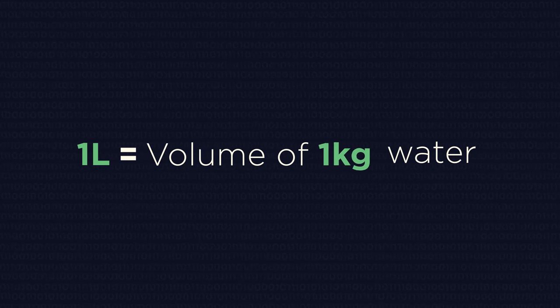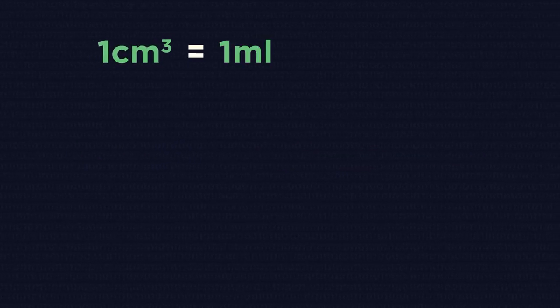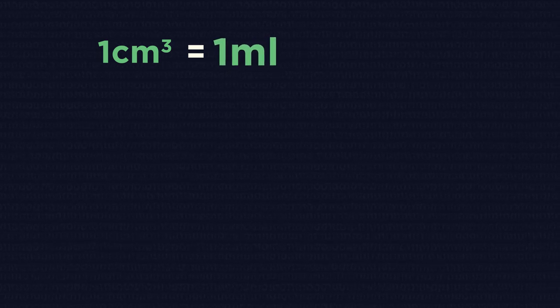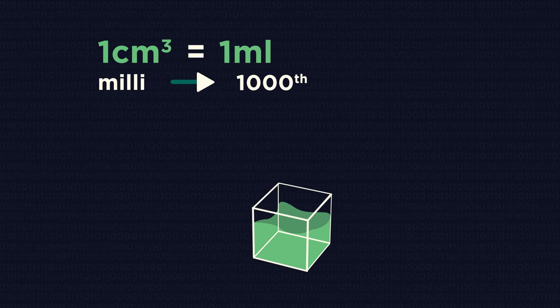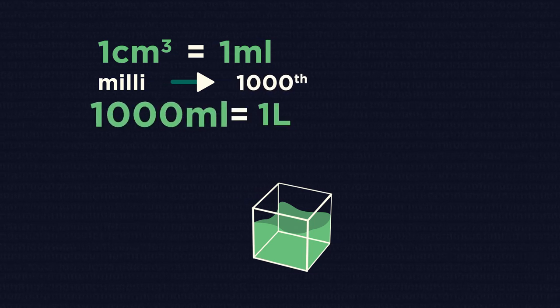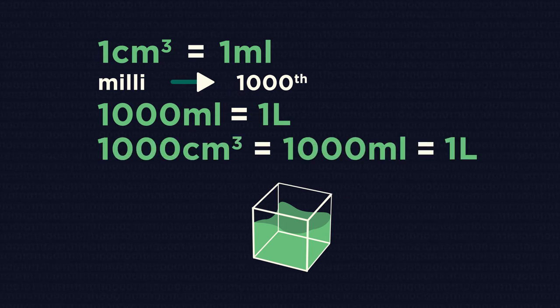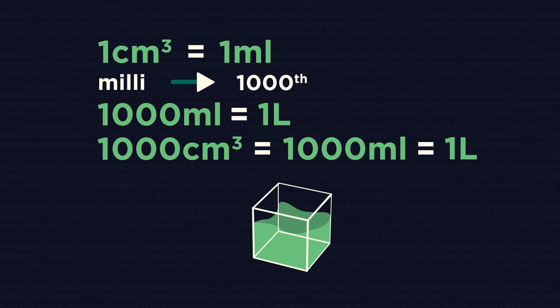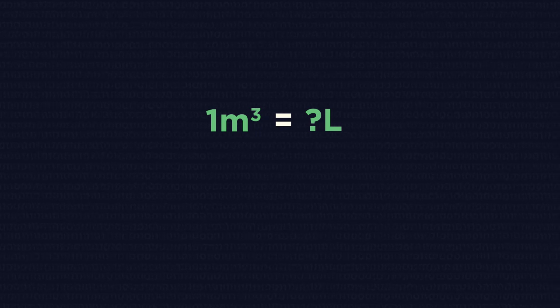A liter is defined as the volume of 1 kilogram of water, and we also know that 1 centimeter cubed of water is the same as 1 milliliter of liquid. As we learnt, milli refers to 1/1000th, so there are 1,000 milliliters in a liter. This also therefore means that 1 liter of liquid is 1,000 centimeters cubed. With this information, see if you can figure out how many liters there are in 1 meter cubed.